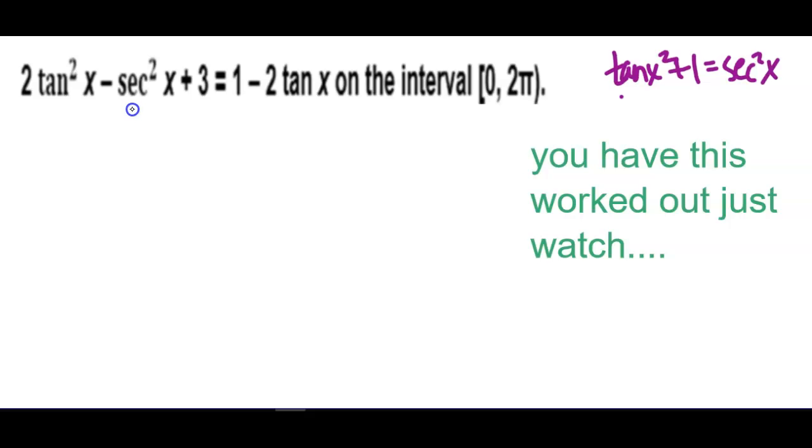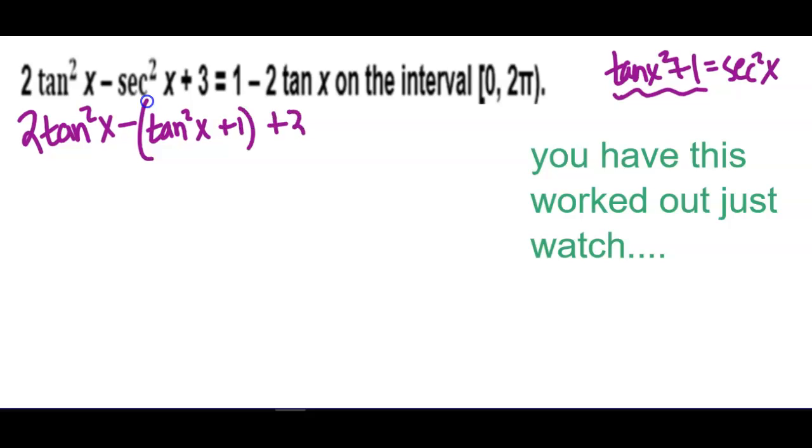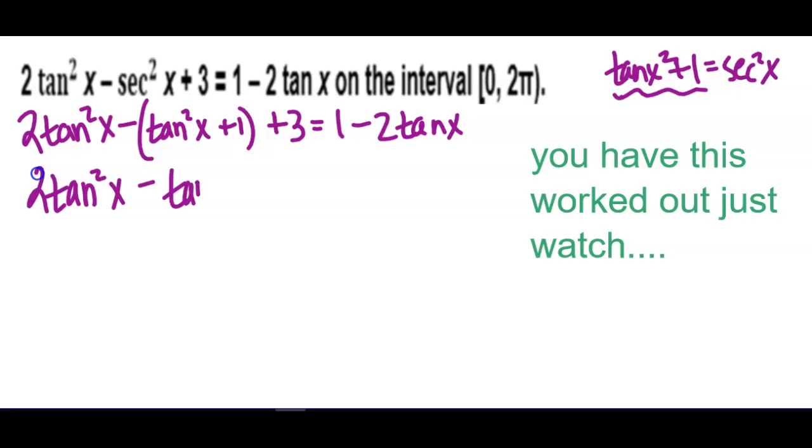But we can't. All right, so what we can trade the secant squared for is a tangent squared plus 1. And the reason we want to do that, plus 3 equals 1 minus 2 tangent of x, because we can manipulate the squareds, but we can't ever trade anything for a tan x. So we have to make this all in terms of tangent. So I'm going to do some algebra real quick. Distribute that negative.